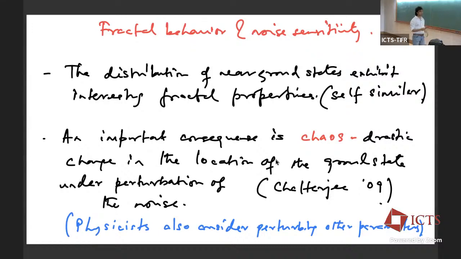So this is what is known as disorder chaos, and physicists also consider perturbing other parameters. Let's say if you're in a positive temperature model, physicists have also studied situations where you perturb the temperature a little bit. So you have some underlying temperature parameter, you perturb that a little bit, and you see what is the effect of this change on the geometry of this underlying measure, right?